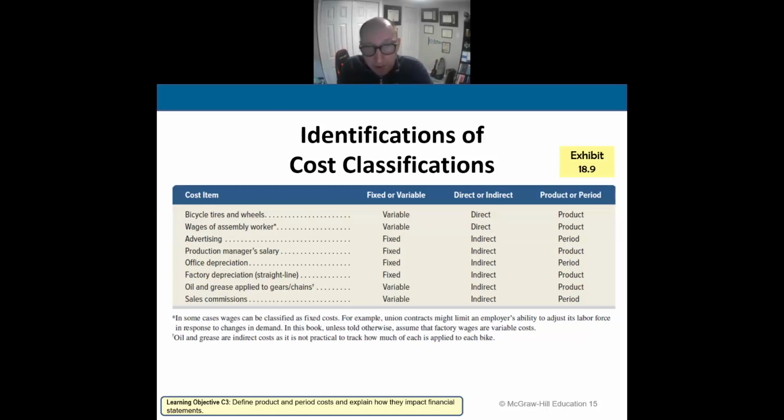Because it's indirect, we would call this indirect materials cost. It's a part of production, but because it's indirect, it'll be a part of manufacturing overhead. And the last one is sales commissions. It's a variable cost because it depends on how much the employee makes. It's indirect, and it's a period cost. It just goes right to the income statement as a sales expense.